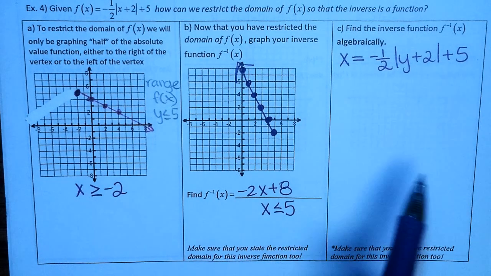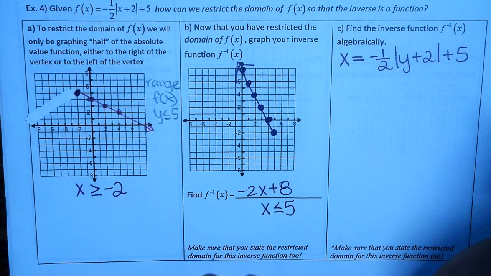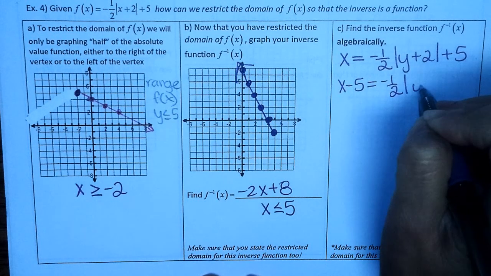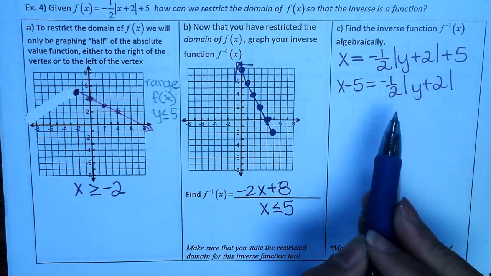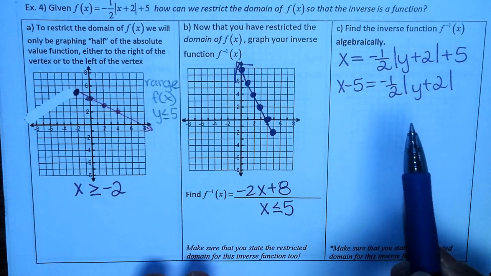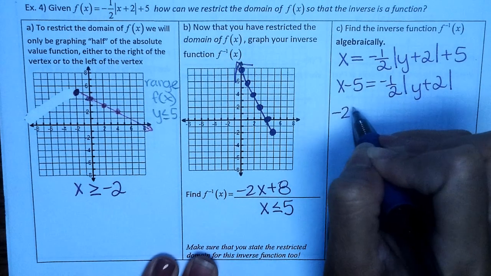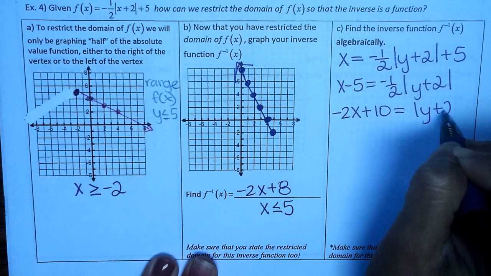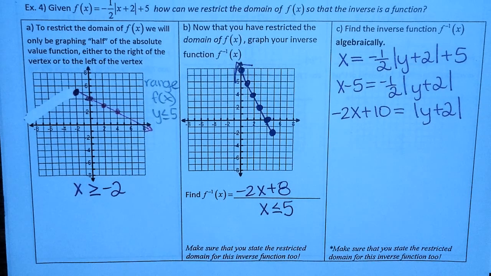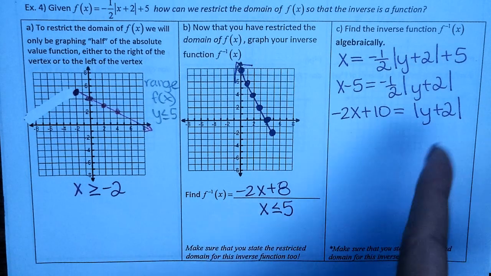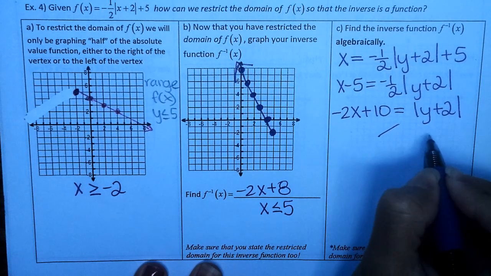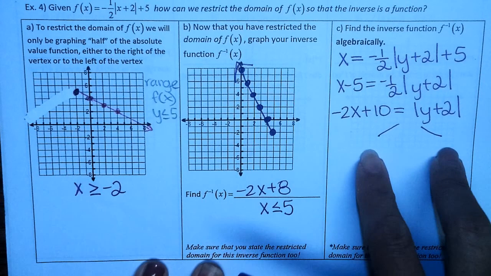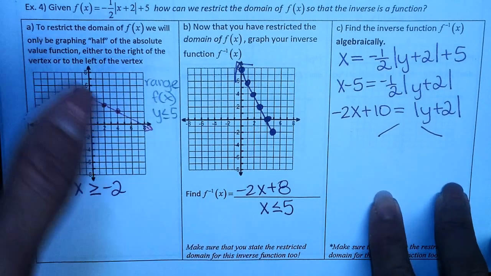So let's solve for y here. Minus 5, so x minus 5 equals negative 1/2 absolute value of y plus 2. And to get rid of that negative 1/2, let's multiply by negative 2. So negative 2x plus 10 equals absolute value of y plus 2. Now again, here comes why this is the hardest question. To solve for y, remember that you're supposed to establish two cases, but you're not going to do that. If you establish two cases, you end up with two equations, which is not what we want here.